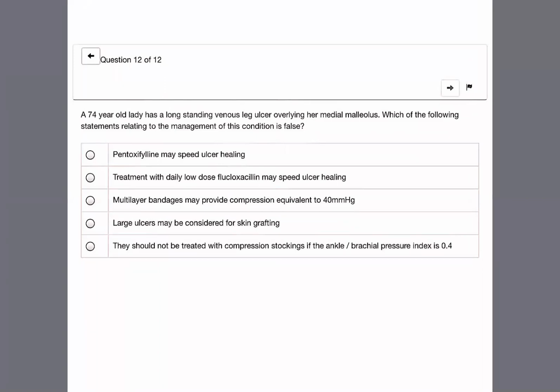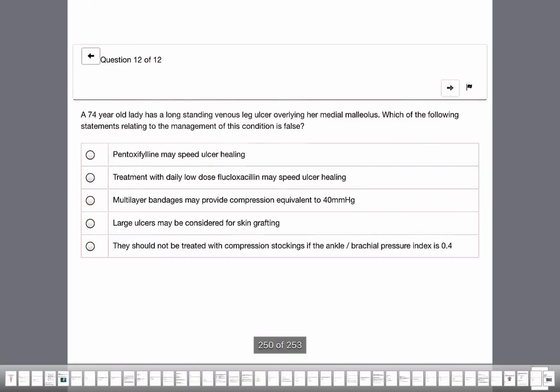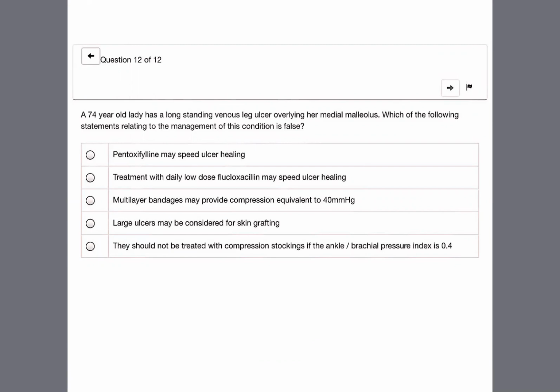Last question, Dr. Dafar. A 74-year-old lady has a long-standing varicose leg ulcer overlying the medial malleolus. Which of the following statements about the management of this condition is false? Pentoxifylline may be used to speed ulcer healing. Treatment with daily low-dose flucloxacillin may speed ulcer healing. Multilayer bandaging may provide compression equivalent to 40 millimeters of mercury. Large ulcers may be considered for skin grafting. They should not be treated with compression therapy if the ankle brachial pressure index is 0.4. So it is B: treatment with daily low-dose flucloxacillin may speed ulcer healing. This is the false answer.